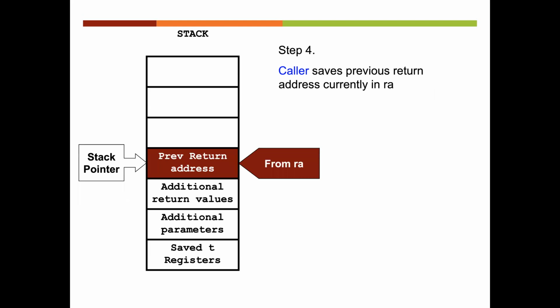In this next step, our caller needs to save the previous return address. This is saved from our RA register. Therefore our stack pointer is now incremented and it will point to the previous return address. And so why exactly is this needed?